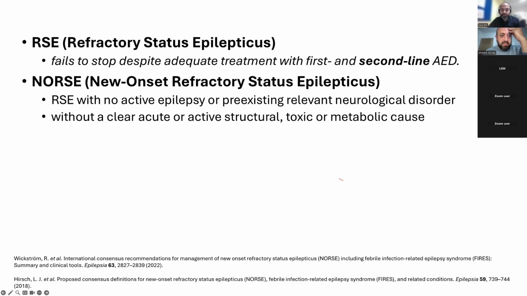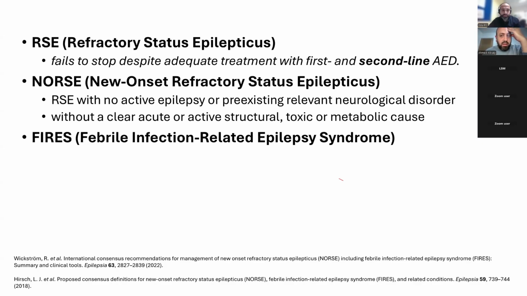So it is a refractory status epilepticus, but with no active epilepsy or pre-existent relevant neurological disorder, and without a clear acute or active structural, toxic, or metabolic cause. So you try to do your workup and there is nothing there, and there is still ongoing refractory status. And there is what's called FIRES, which is febrile infection-related epilepsy syndrome. So it's considered a subcategory of NORSE, although both names could be used interchangeably.